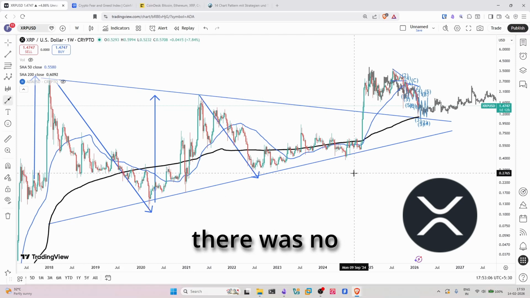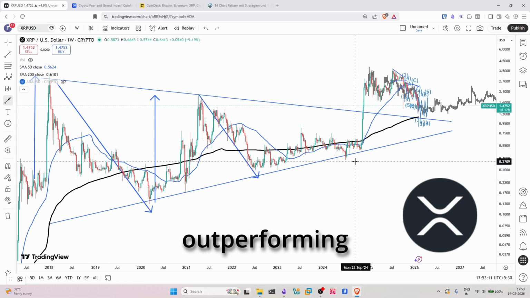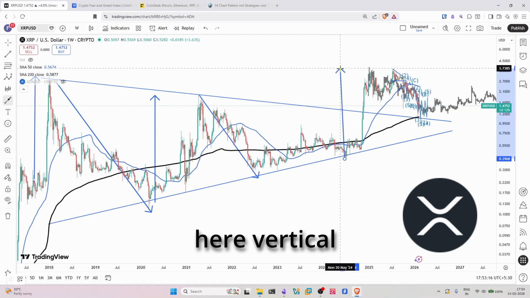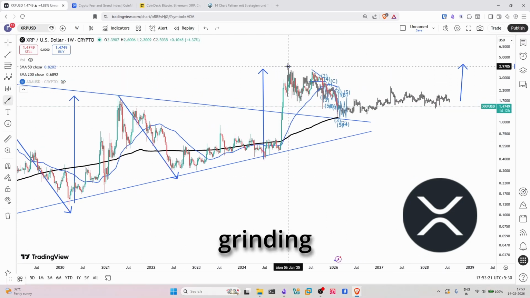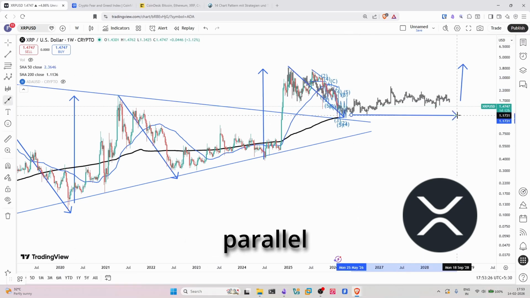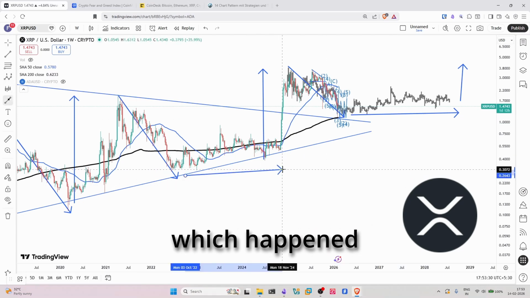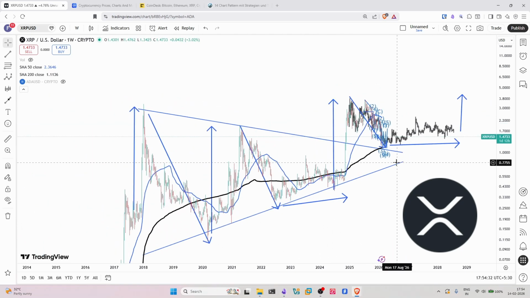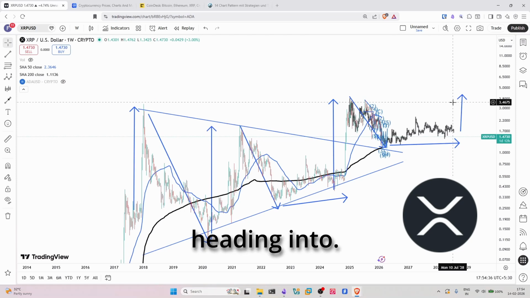In this cycle, there was no restriction, and XRP is one of the most outperforming assets in this cycle at least. It went from here, a vertical move till here, and what's coming, I feel, is a similar grinding fashion. Once it bottoms out, we'll see a parallel grinding winter, which happened in here. Next, I want to discuss exactly the bottom of XRP and where I think XRP is heading.